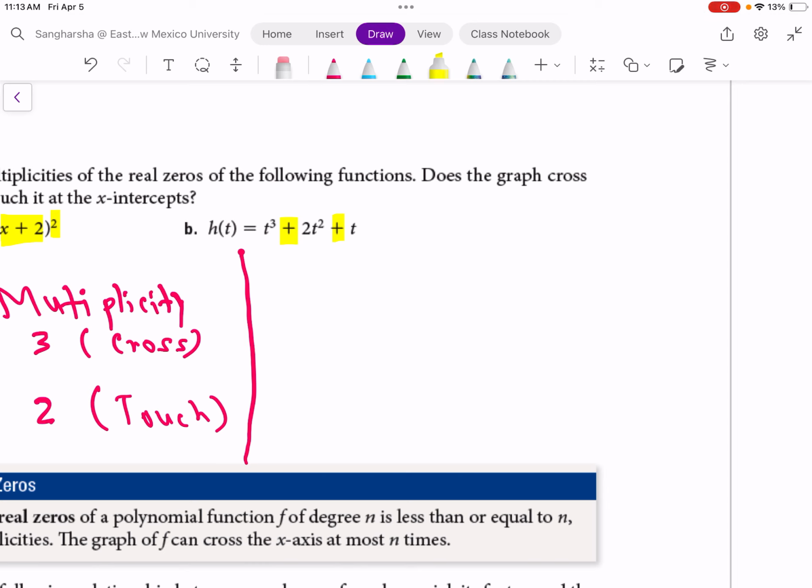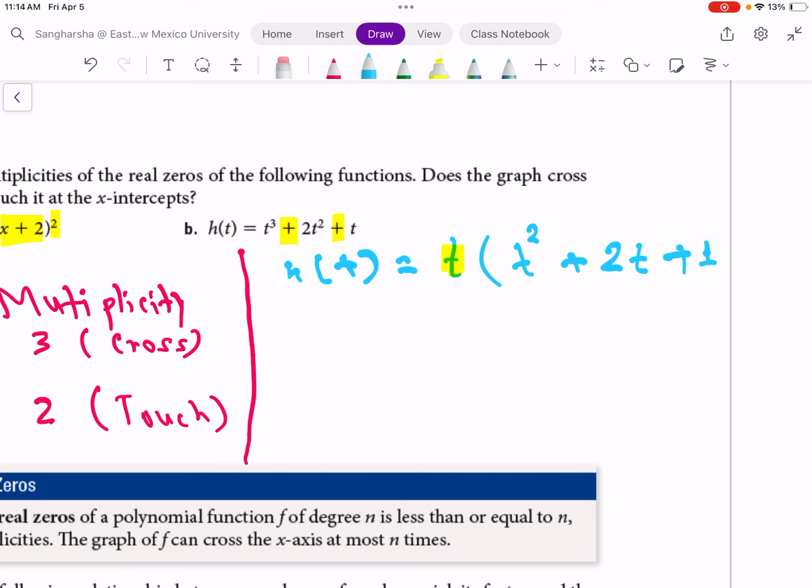The very first step of factorization is we look for the common factor in each term. Do we have a common factor in each term? t. So t is the common factor. So let's factor out t. If we factor out t from t cube, what do we have? t square. And let's factor out t from 2t square. That is 2t squared divided by t, which is 2t. And let's factor out t from t. t divided by t, we get 1.